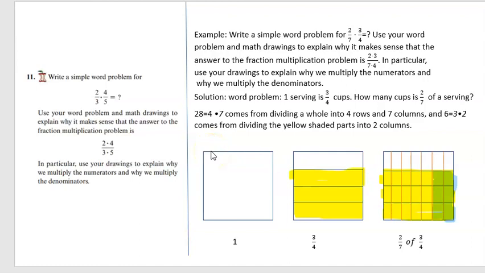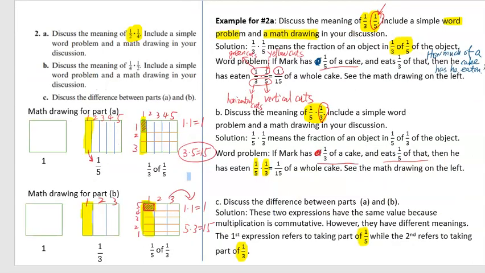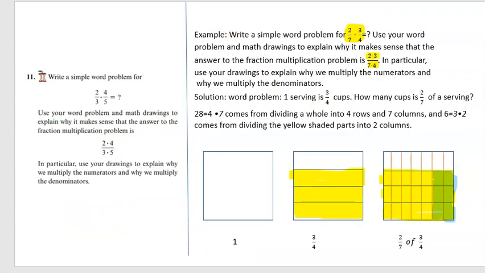Section 5.1, number 11. So we need to write a word problem for a multiplication of fractions and use your word problem and math drawing to explain why it makes sense to multiply straight across. This is a little similar to the previous problem, but this time, notice in number 2, both numerators are 1, but in this case, the numerators are not equal to 1 anymore. But the way we do it would be very similar.